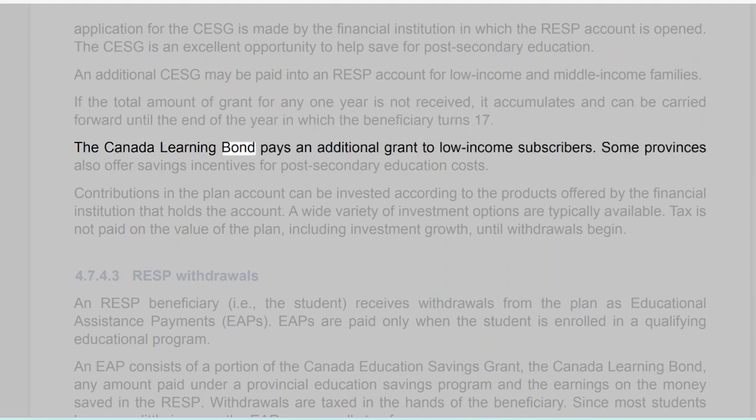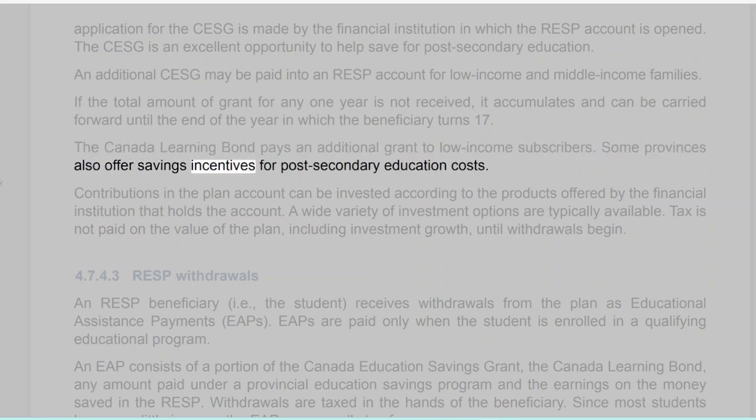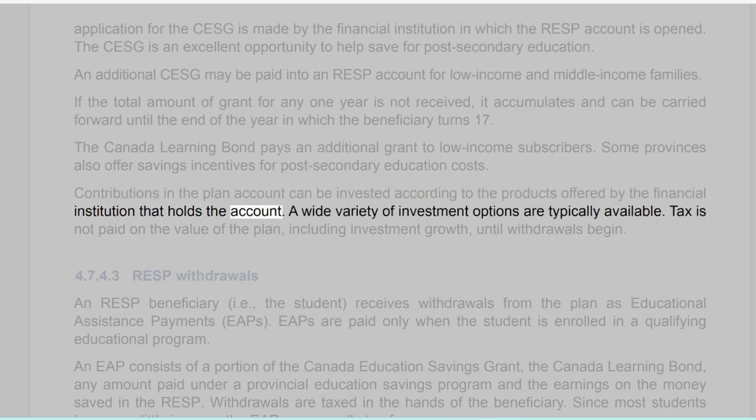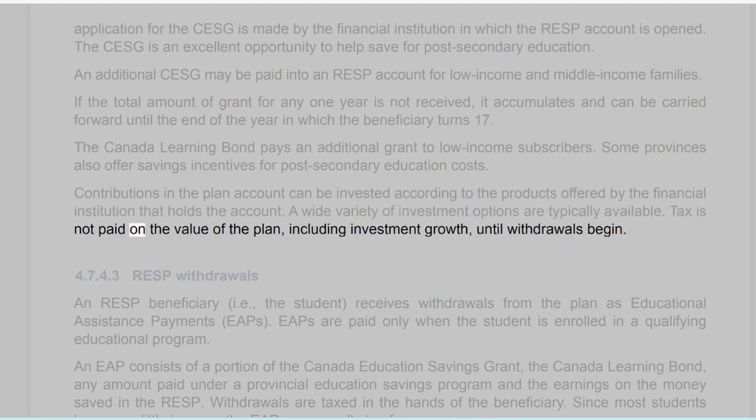The Canada Learning Bond pays an additional grant to low-income subscribers. Some provinces also offer savings incentives for post-secondary education costs. Contributions in the plan account can be invested according to the products offered by the financial institution that holds the account. A wide variety of investment options are typically available. Tax is not paid on the value of the plan, including investment growth, until withdrawals begin.